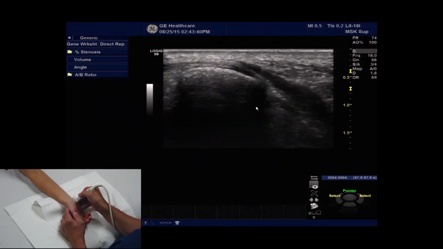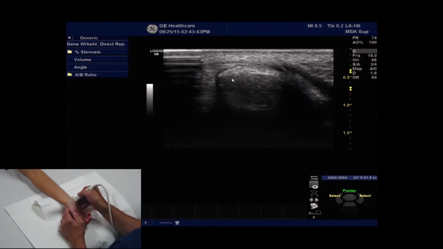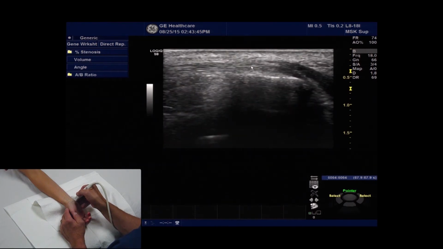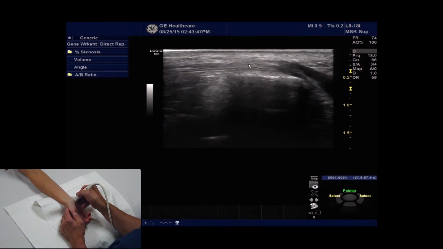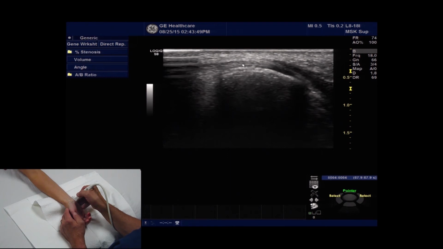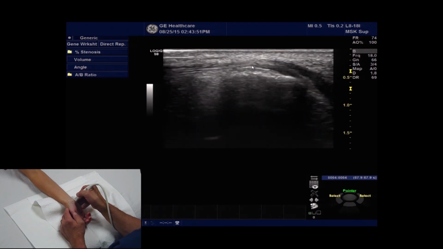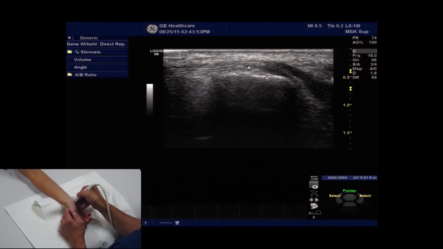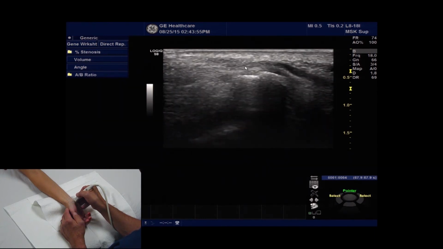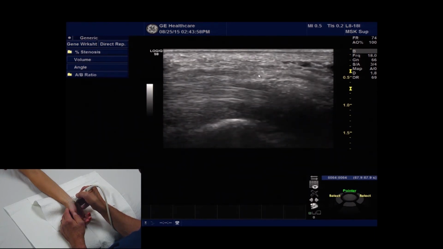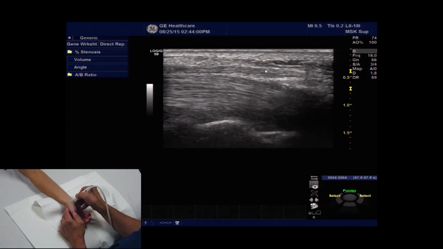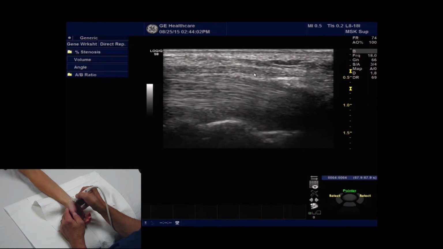Going into a long axis on top of the pisiform, we're going to see the flexor carpi ulnaris superficial to that and attaching. Moving the transducer slightly radial from there, the pisiform will move out of the field of view, and we'll see the ulnar nerve in its long axis.